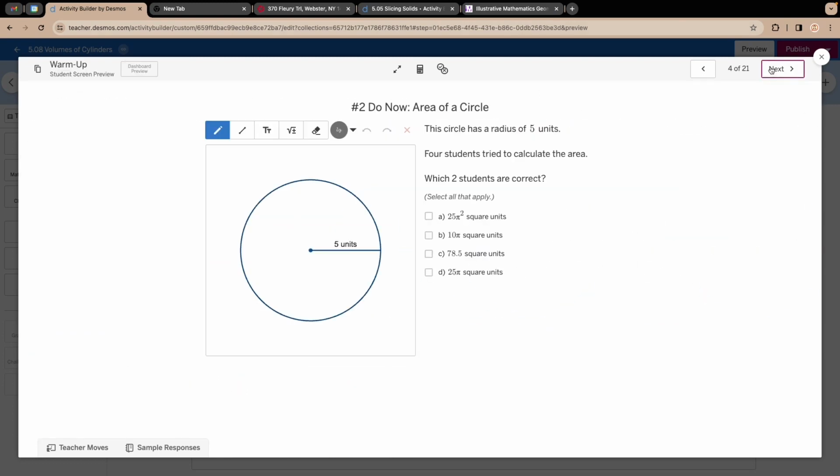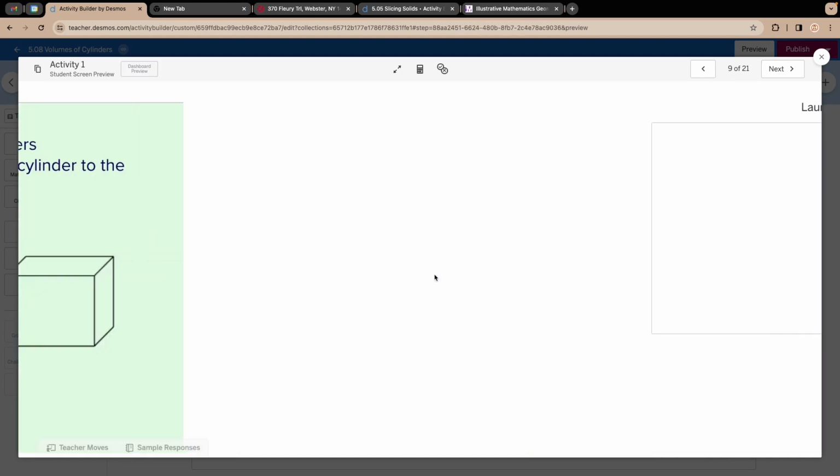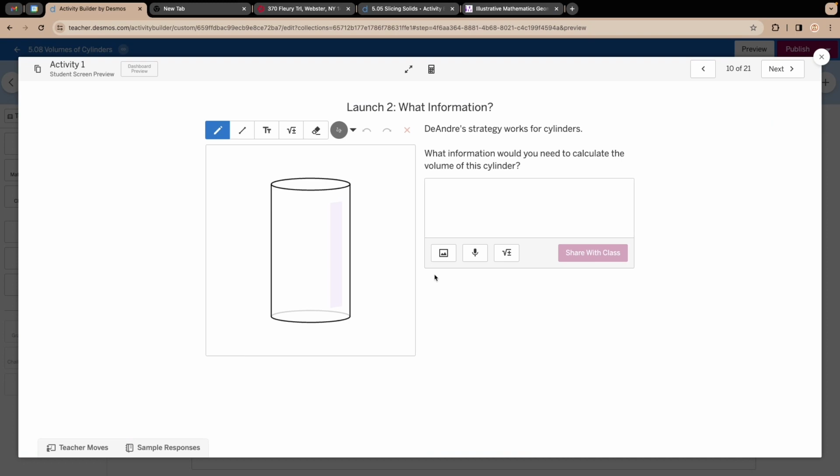Then one other thing we've talked about in the previous lessons is the area of a circle is just pi r squared, right? To find the area of a circle, we do the radius squared times pi. So for this question, it would be pi times 5 squared, which is 25 pi. So just a little reminder on the area of a circle. Now we're going to combine these two ideas today, and we're going to talk about the volume of a cylinder.